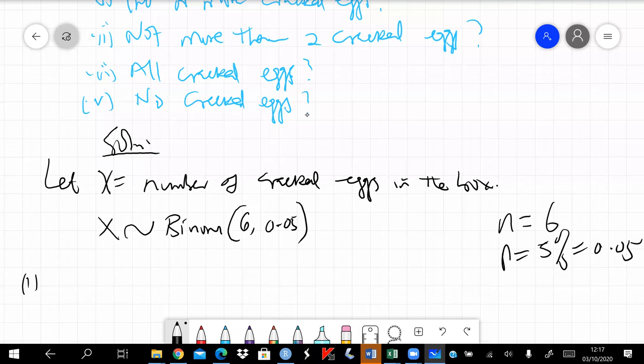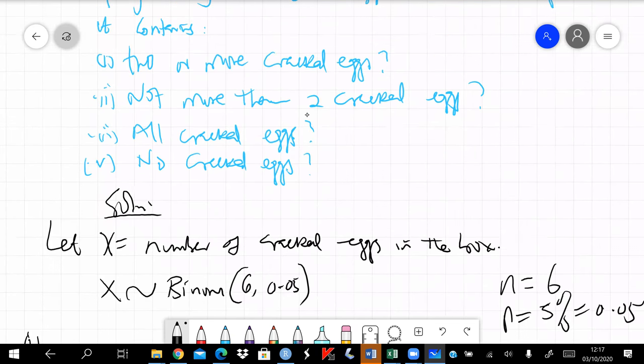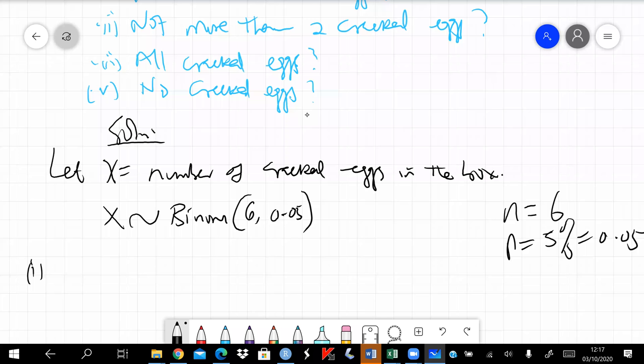So question number one is the probability that we have two or more cracked eggs. Two or more means it is 2, 3, 4, 5, all the way to 6. If you have time and space, maybe you can compute all that, but we prefer to use the shorter route. We reverse this and use the complement rule: 1 minus the probability that X is strictly less than 2.